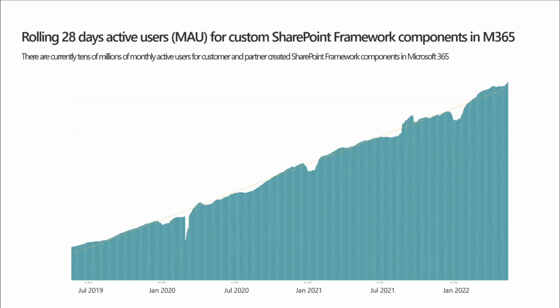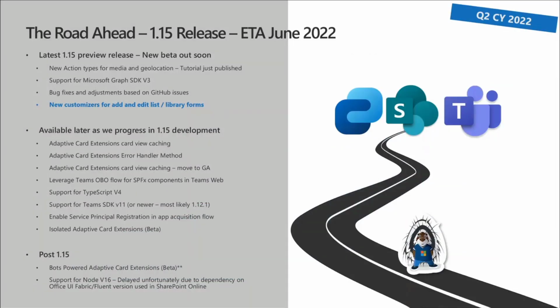Now let's go to the following slide, which is the latest update on what's happening. So the 1.15 next beta, we are just testing it, verifying that everything is working, and we're about to release that. So by end of June, so roughly in mid-June, well, actually earlier than that, we'll have a release candidate out, and then we're going to GA the 1.15 right after that. So things are looking really good for the new customizers, which are targeting edit, list, and library forms, and a few other things as well.